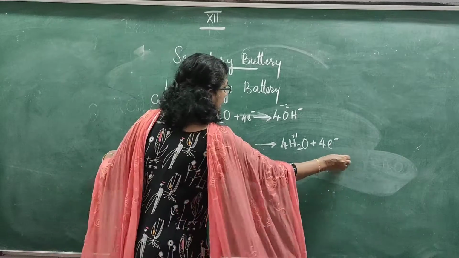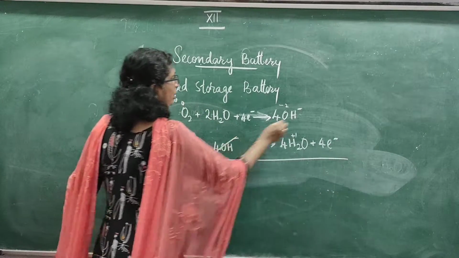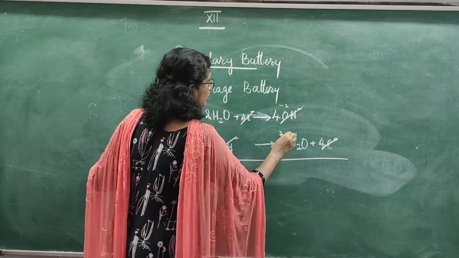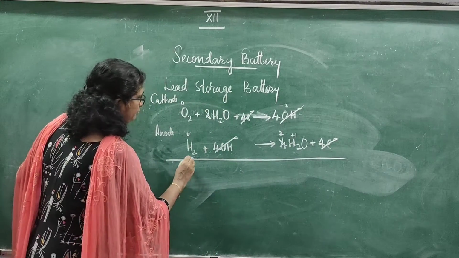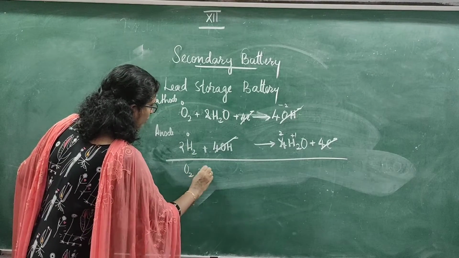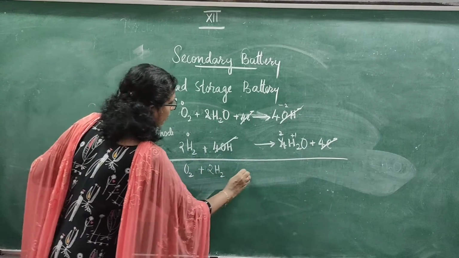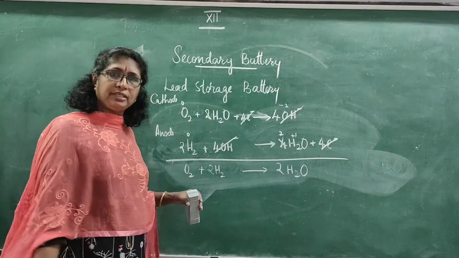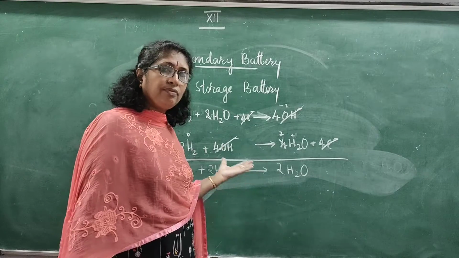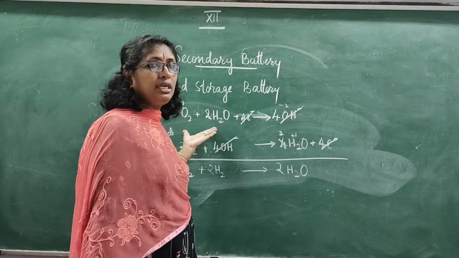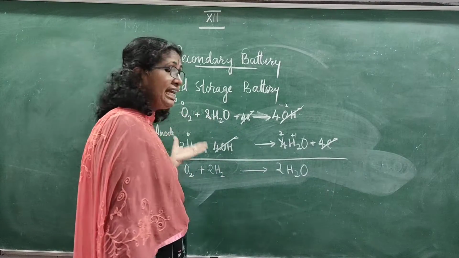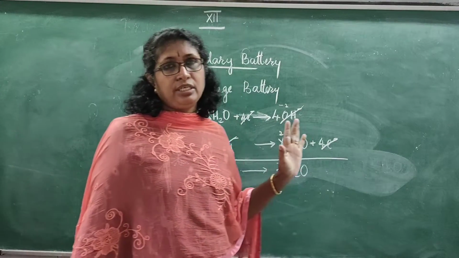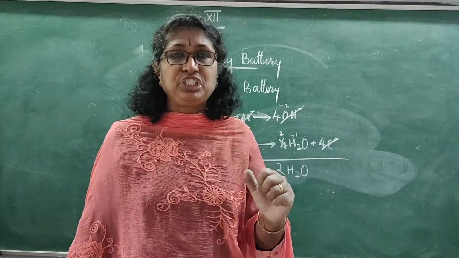Now what is the net reaction taking place? You see, the 4OH minus cancel. This will cancel. So the total reaction is O2 plus 2H2 gives 2H2O. See, this is the actual reaction taking place. So the chemical energy of the fuel hydrogen is converted to electrical energy. So we are getting 70% fuel efficiency.